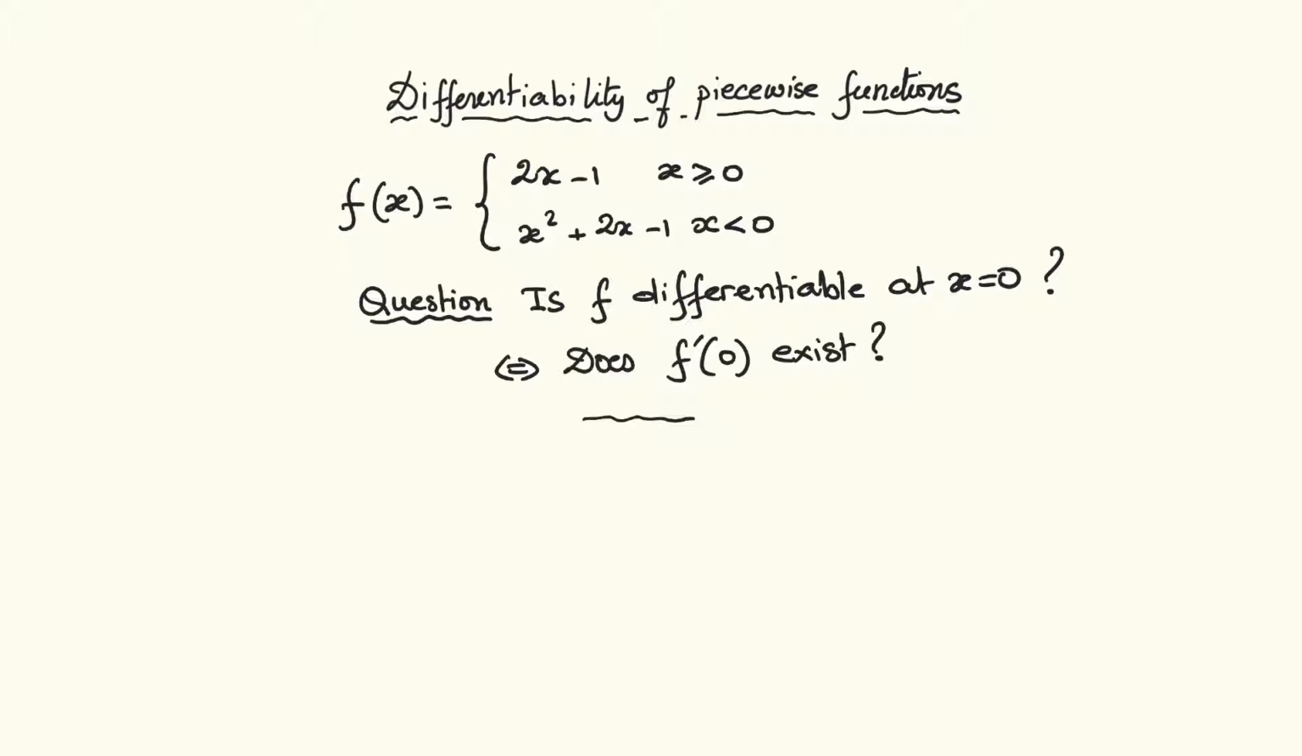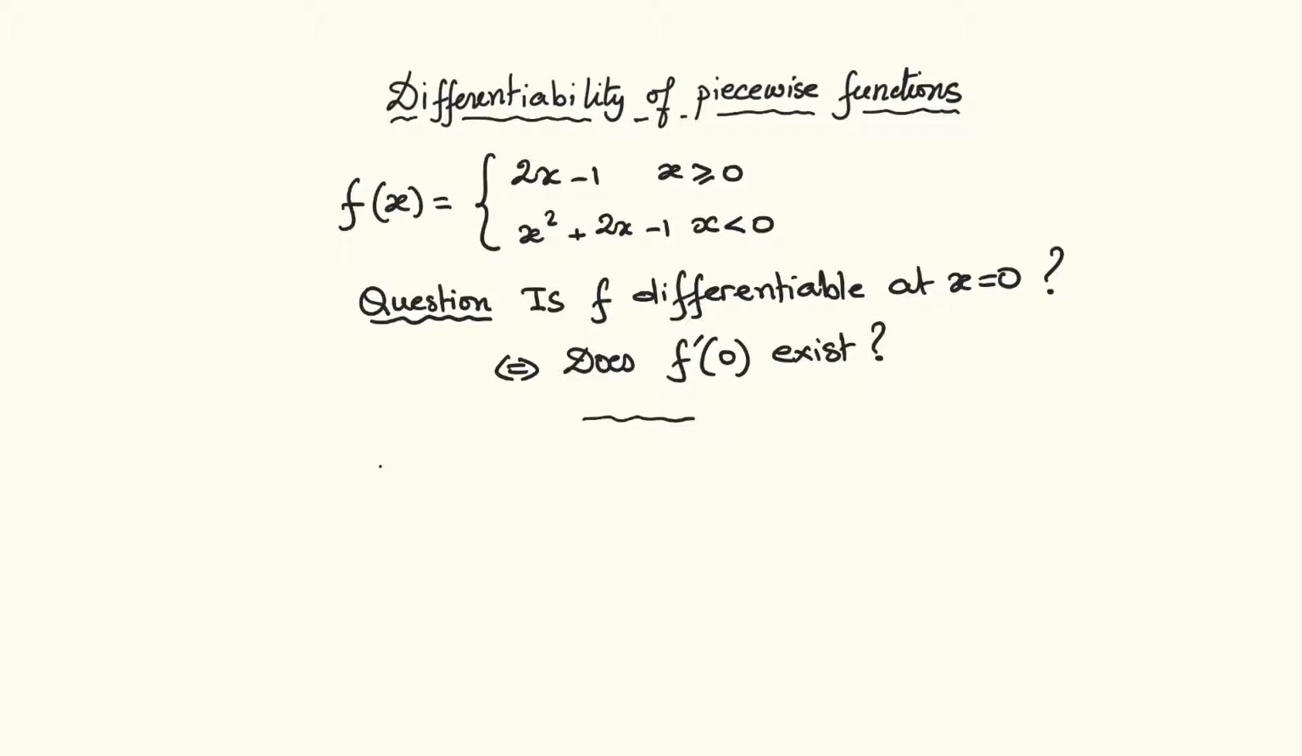First, note that the function is continuous at x equals 0. The limit from the left is minus 1. Limit from the right is also minus 1. F is continuous at x equals 0. Therefore, it may be differentiable. We're not quite sure.